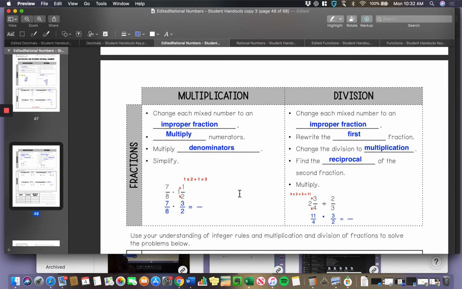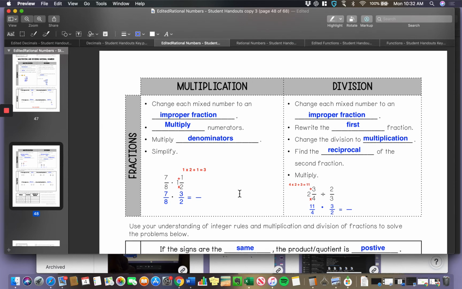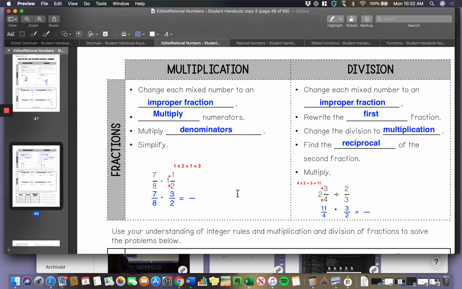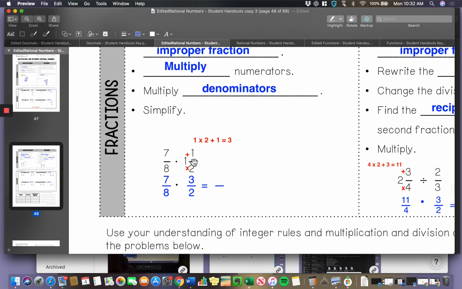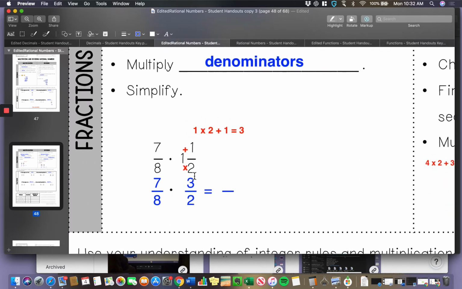Okay, we're going to be working with a little bit of fractions here, all right? But I've converted these for you, so that's no big deal. So first things first, change each mixed number to an improper fraction. Multiply the numerators, multiply the denominators, and simplify. So we had a mixed fraction here, 1 and 1/2. So the first thing you got to do is take 2 times 1 plus 1. 2 times 1 plus 1 is 3. My new numerator is now 3 over 2, or 3/2.